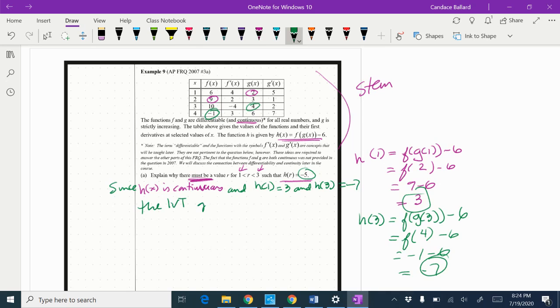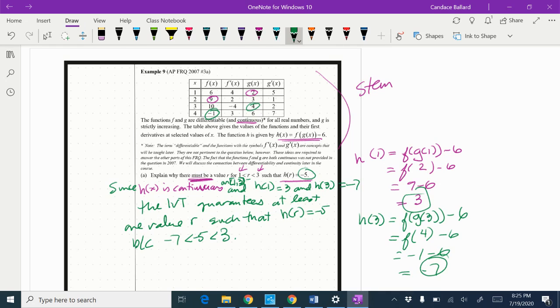The IVT guarantees at least one value, I'm putting this in the context of the problem, r, such that h of r equals negative 5. It's continuous, I missed the interval, so on 1 to 3. Should probably make it closed. Such that h of r equals negative 5, because negative 7 is less than negative 5 is less than 3. And that concludes the lesson for the day.